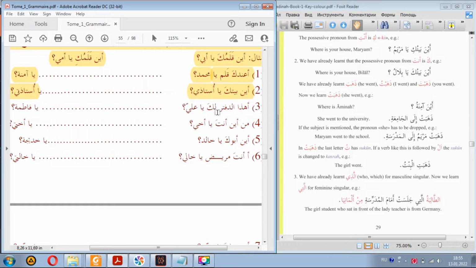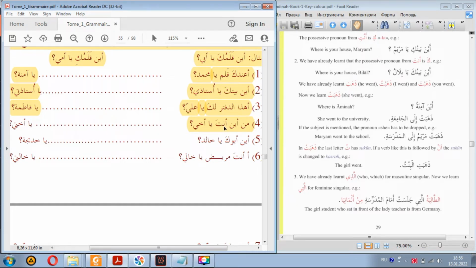أهذا الدفتر لك يا علي. Because of this particle, علي loses its تنوين. يا علي. That's how we say it. This rule came over in the third lesson, if I'm not mistaken, or in the second. So, أهذا الدفتر لك يا فاطمة. That's how it is. من أين أنت يا أخي? Where are you from, my brother? من أين أنت يا أختي?